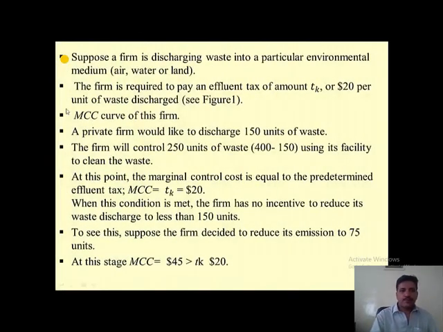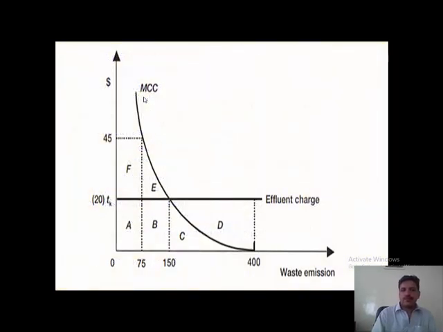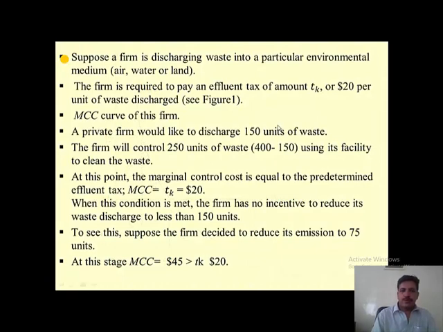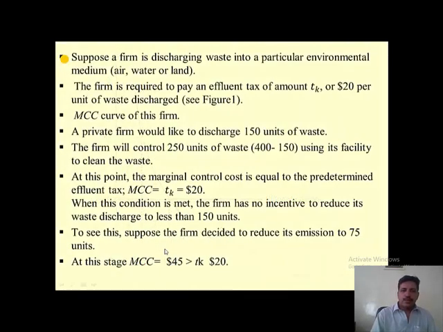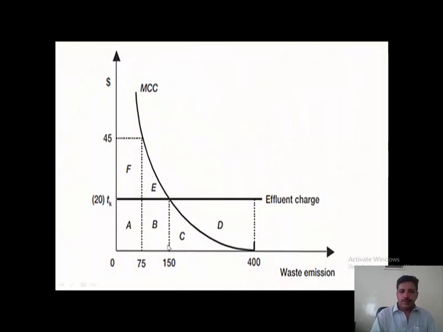Coming to the slide, the firm is required to pay a tax of TK, that is 20 per unit of waste discharge. We can see in this figure, this is the MCC, the marginal cleaning cost curve of the firm. Again, a private firm would like to discharge 150 units up to this point, as discussed earlier. The firm will control 250 units of the waste, that is 400 minus 150. In this range the firm will control, and it will discharge this one into the environment.